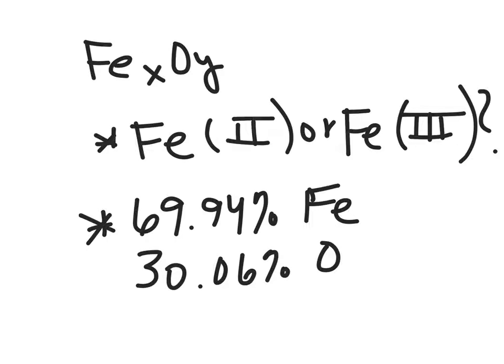Okay, in this lecture video, we're going to do another example problem with empirical and molecular formulas that lets us do one extra step for getting whole number ratios between our elements. So in this case, we're going to look at this iron oxide. So it's a molecule that has some amount of iron and some amount of oxygen in it.